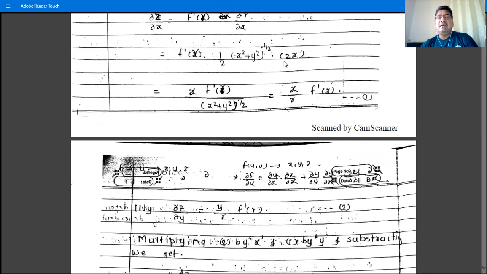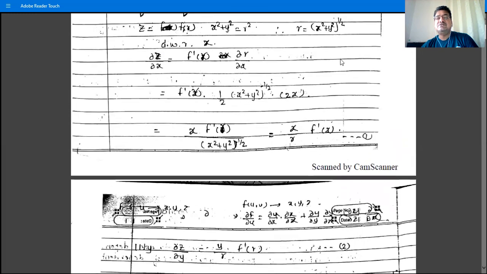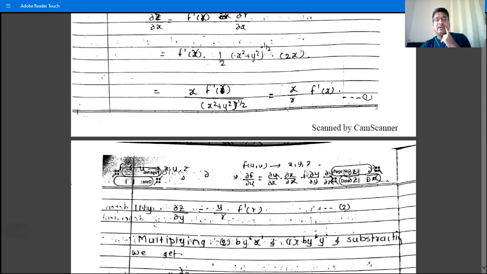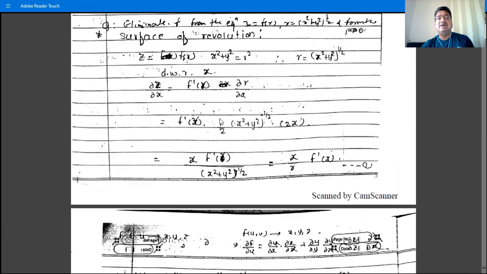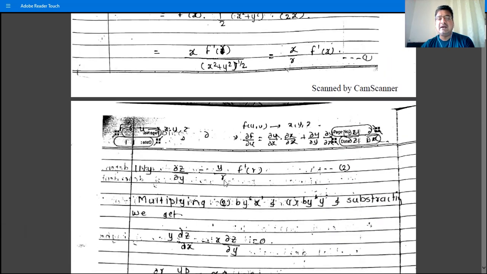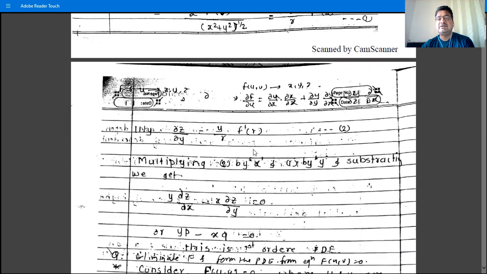That is, we have 2 to get cancelled. x f'(r) divided by (x² + y²)^(1/2), that is x by r. x² + y² raised to half means r. So x by r f'(r). Right here r f'(r). This is 1. Similarly, if we find ∂z/∂y in the same method, we have y by r, in the place of x, we have y by r f'(r). This is equation number 2.